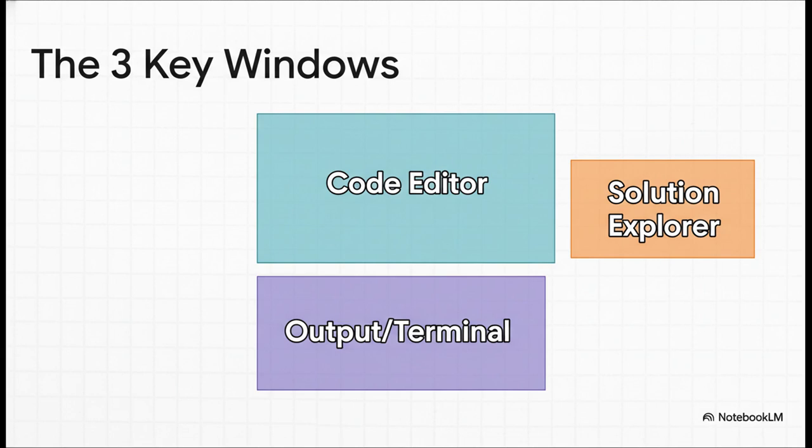Right in the center, that big open area, that's the code editor. It's your main workspace. Over on the right-hand side, you'll see the Solution Explorer. That's basically just a list of all the files in your project. And down at the bottom is the Output window. This is where Visual Studio talks back to you, showing you messages, errors, and of course, the result of your program.